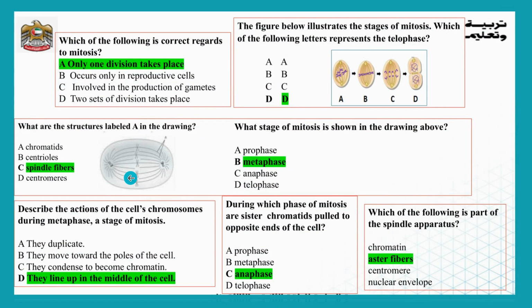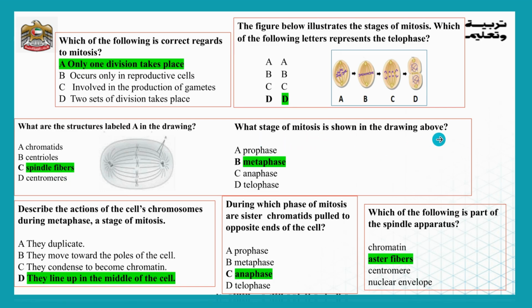Okay, so these are the questions based on this. Pause the video and read the questions and check whether you know the answers. Which of the following represents a telophase? Now you know which one is telophase here, where the nucleus is forming. So you need to know which one is metaphase, which one is anaphase, and here this is the prophase. What are the structures labeled here? These are the spindle fibers.